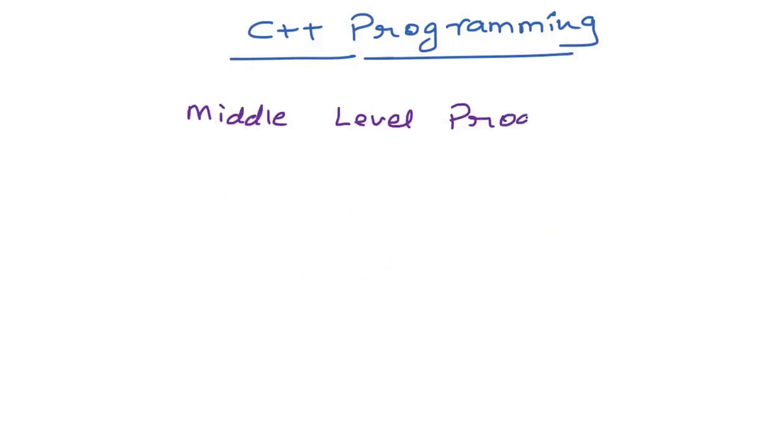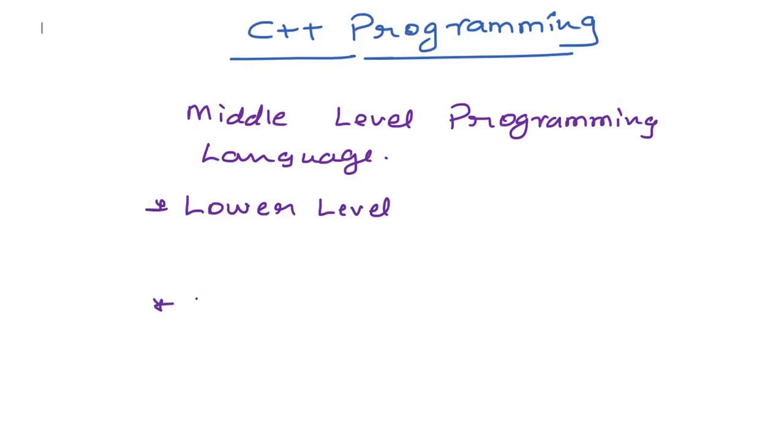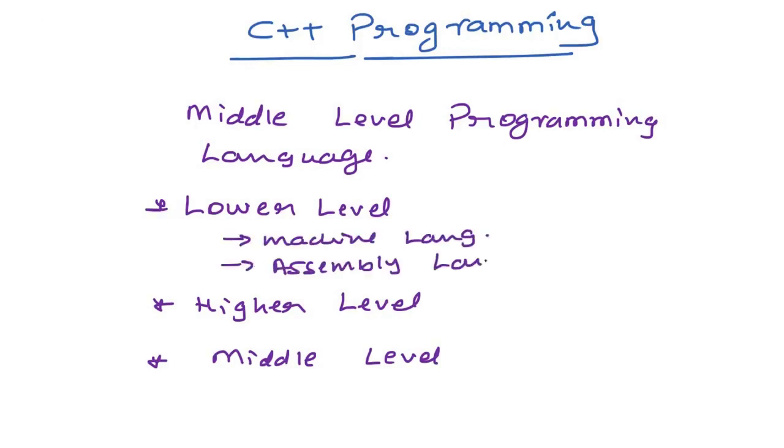Now, the next thing is C++ is a middle level language. We have divided the programming languages into three categories: lower level languages, higher level languages, and middle level languages. Lower level languages allow us to directly interact with the machine. The machine level code and the assembly level languages come under this lower level language category.